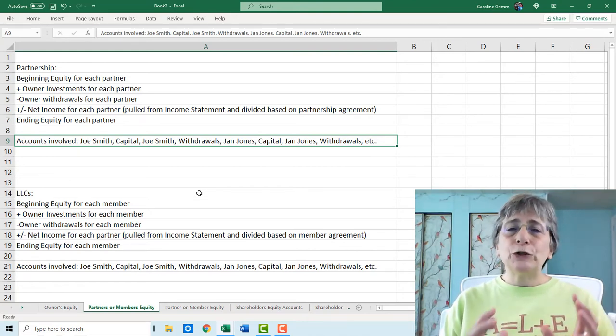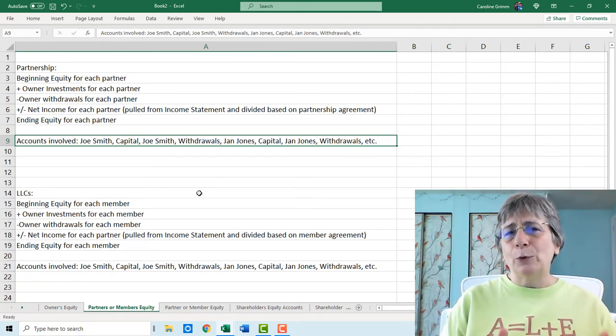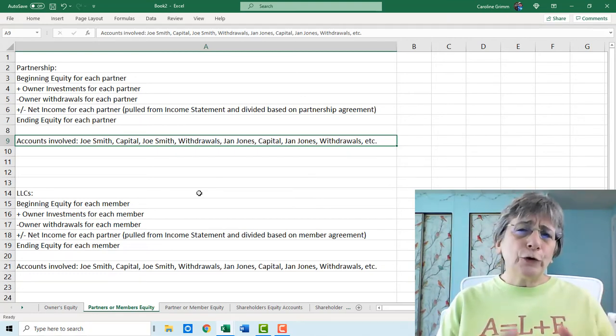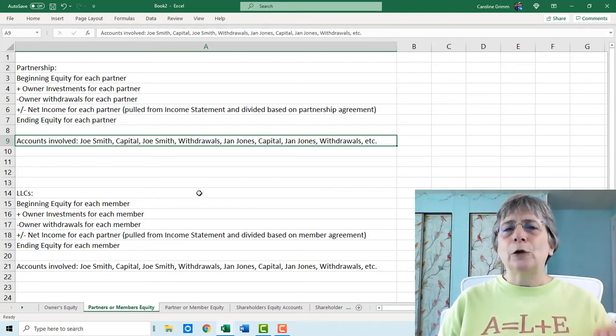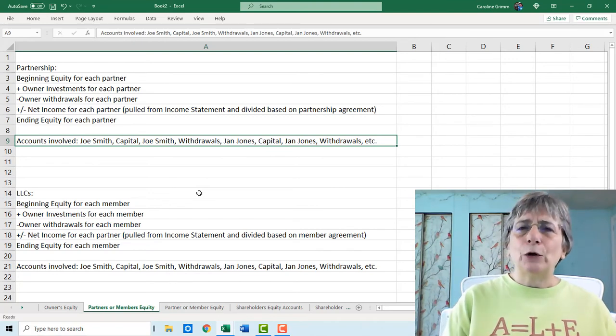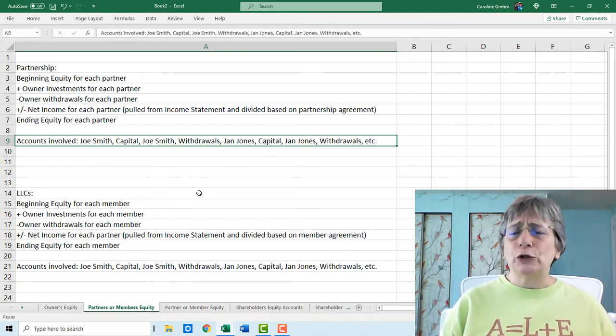And then for partnerships and LLCs, because of their partnership or LLC member agreement, the partners or members can set up their own plan for how they're going to divide out their net income or divide up their net loss. So one partner could get a larger percentage and another partner could get a smaller percentage. And that's all based on their partnership agreement.